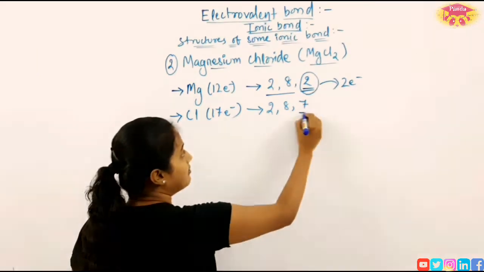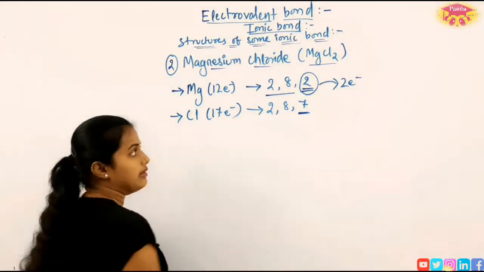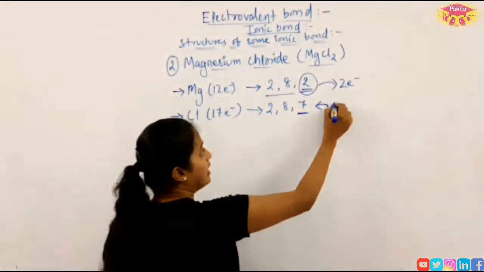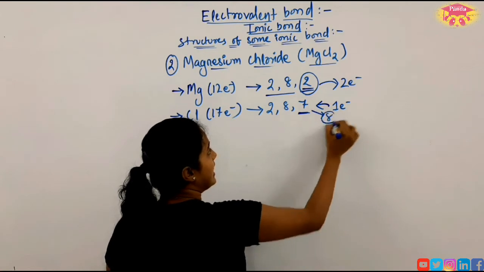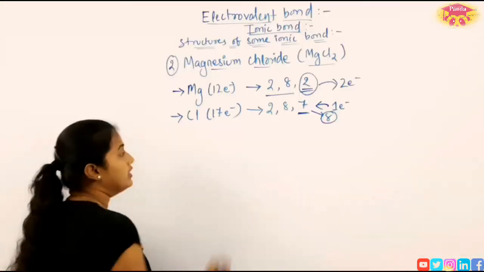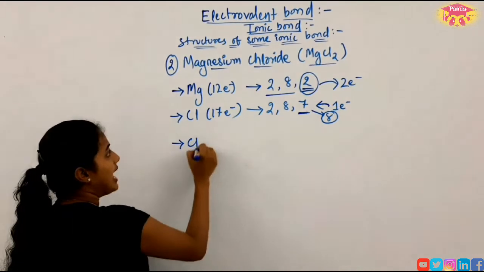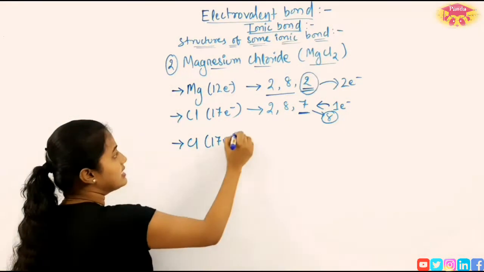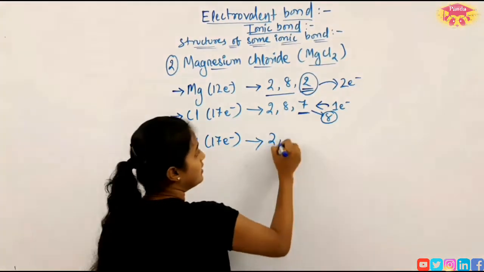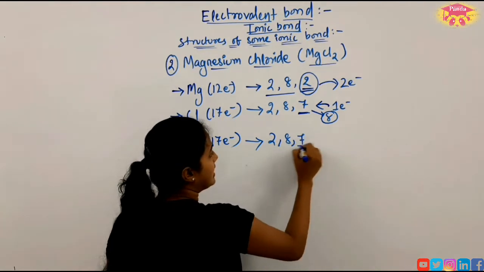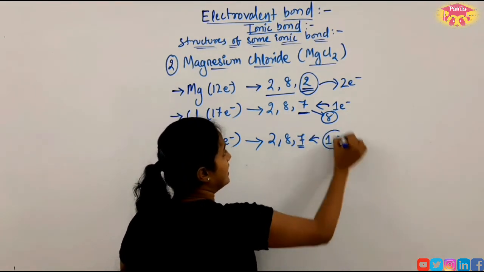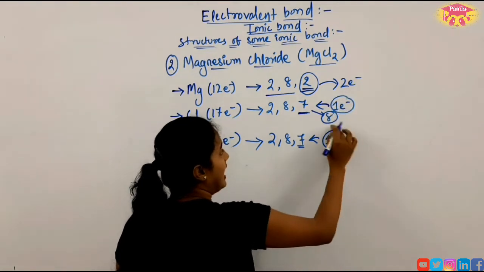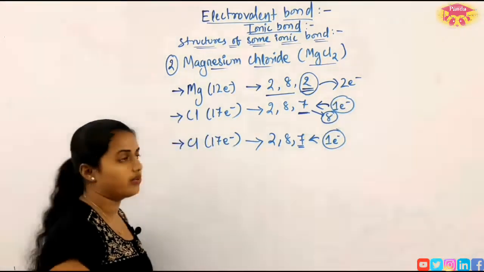Whereas the chlorine atom can receive only 1 electron, because it needs only 1 electron to attain stability, that is 8 in the outermost cell. So here 2 atoms of chlorine participate in the reaction. Here it accepts 1 electron and here it accepts 1 electron.